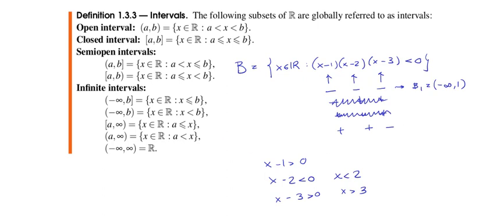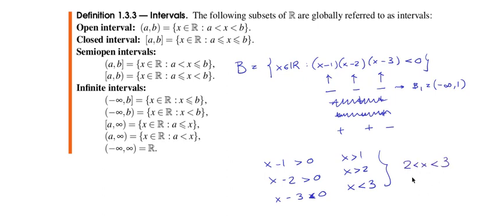And now finally, x minus 1 is positive, x minus 2 is positive, and x minus 3 is negative. So x is greater than 1, x is greater than 2, but x is smaller than 3. If you put these properties together, then x has to be between 2 and 3. So this is B2, the open interval from 2 to 3. And B is the union of these two sets, so it's the union of these two intervals.